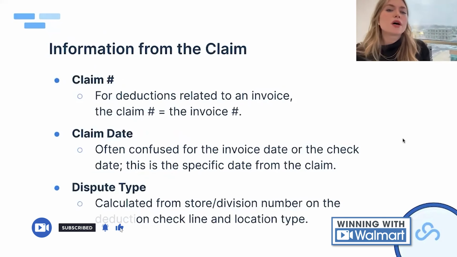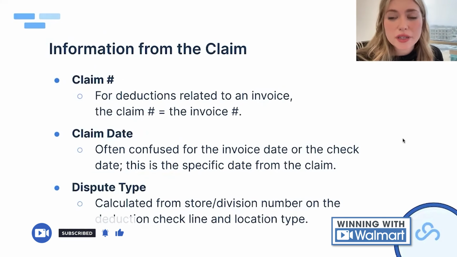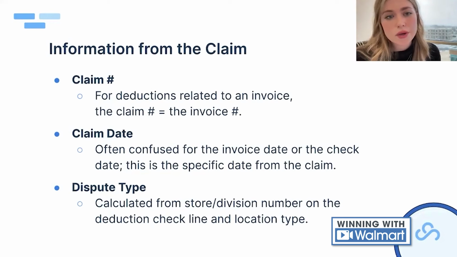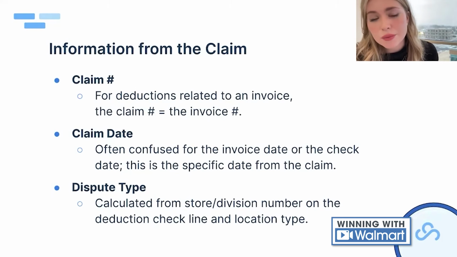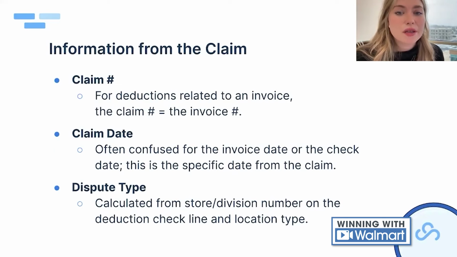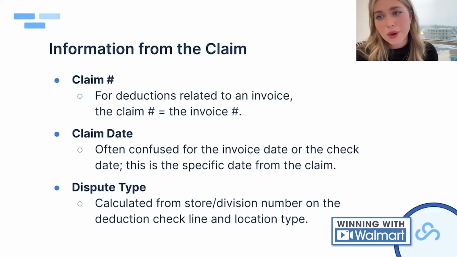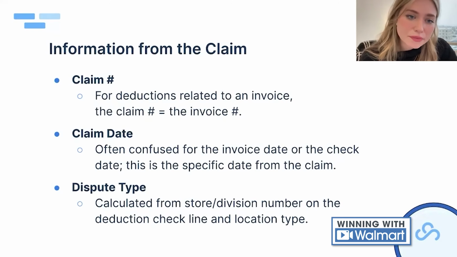Okay, you're going to need some information from the claim itself to actually go and dispute it. You're going to need that claim number. For deductions related to an invoice, which most of them are, the claim number is going to equal the invoice number. So it should match up one-for-one, and should be relatively easy to find, especially if you have that invoice that you need for the backup documentation.